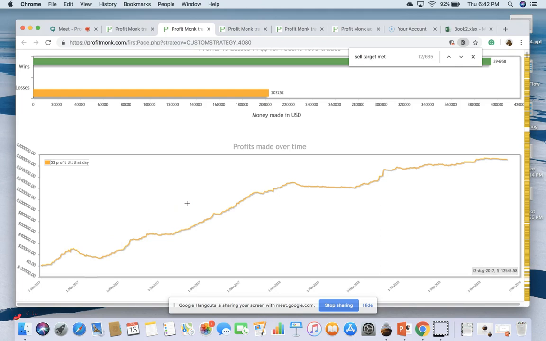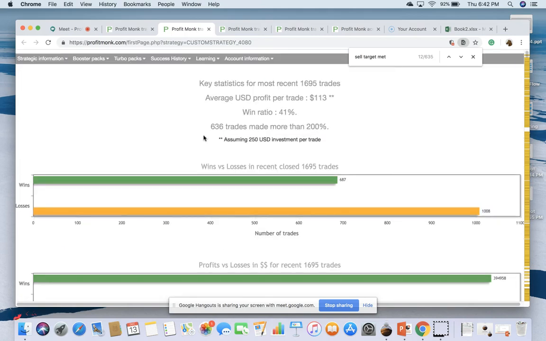So before we go further into how we build this, is the concept clear? Do you understand the profit graph as well as what the results of this strategy are?